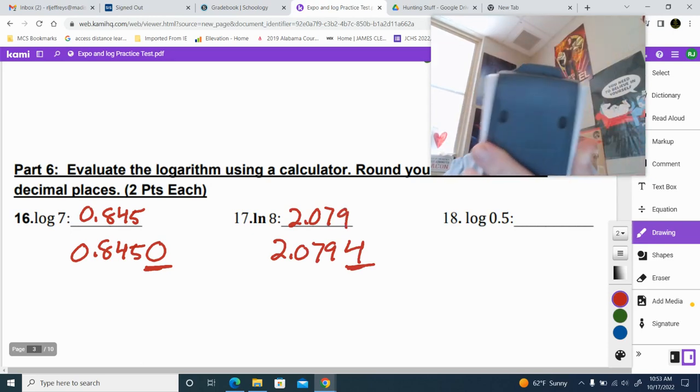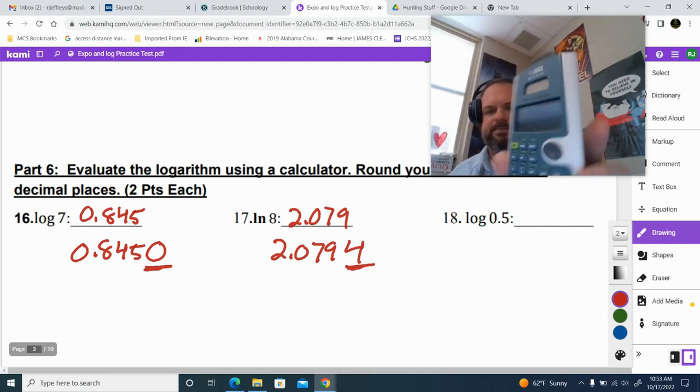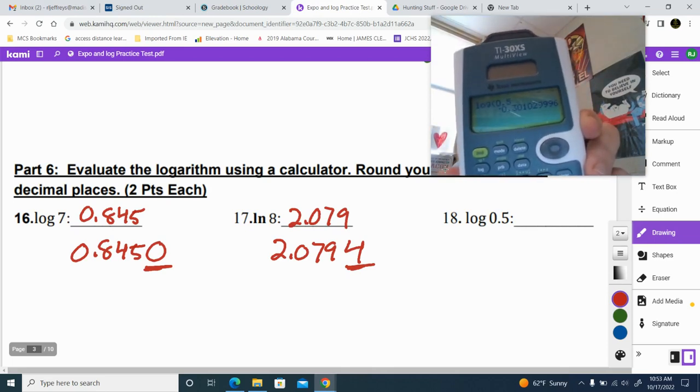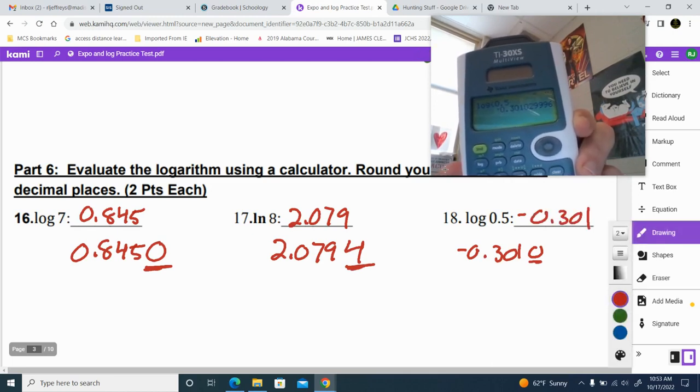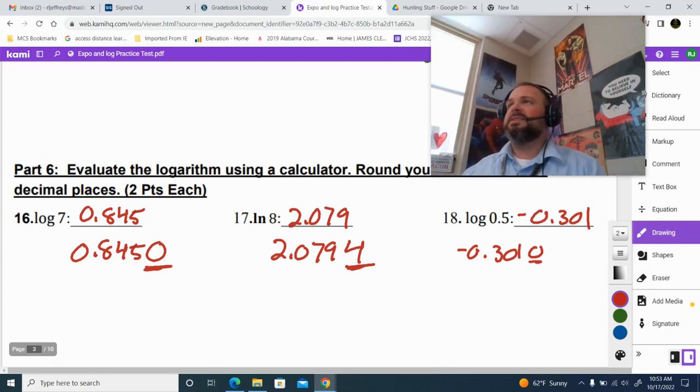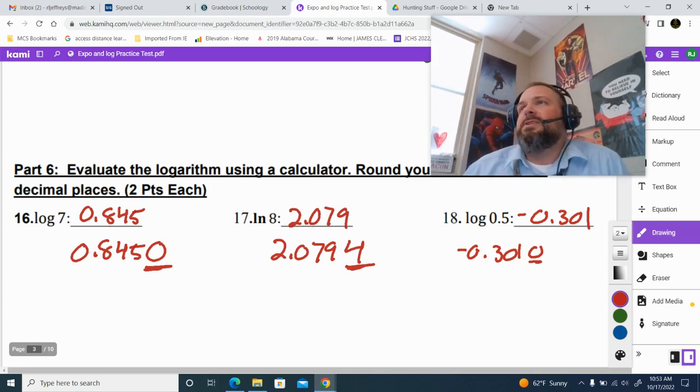And then log 0.5 is negative 0.3010. So negative 0.301. Now, a lot of this stuff seems simplistic, yes, but it's kind of like each section is something totally different. So as you're preparing your orange sheets for tomorrow, I would take that into consideration.